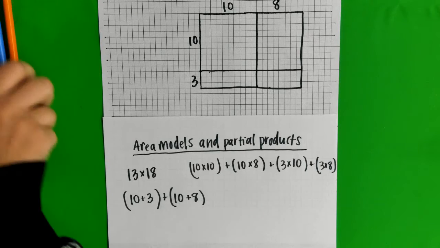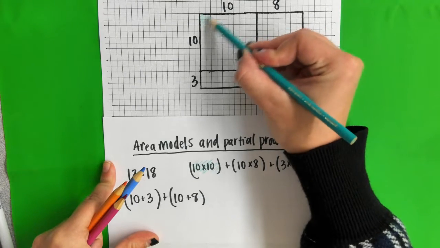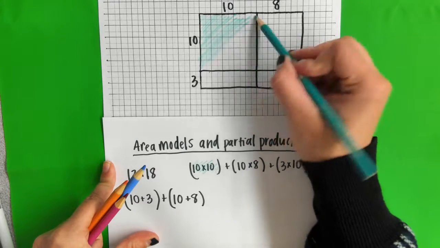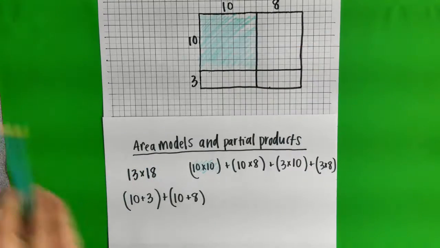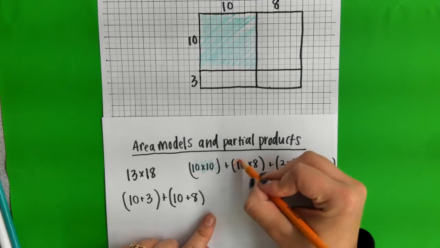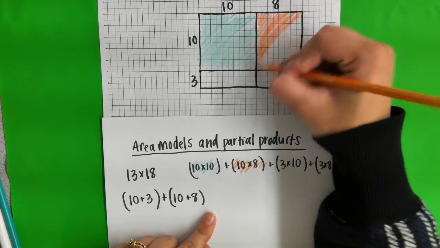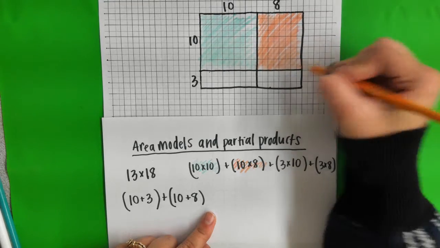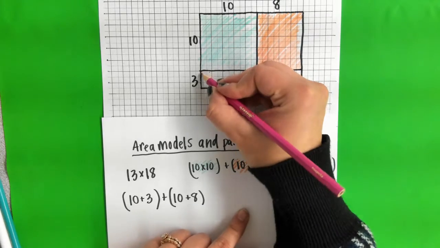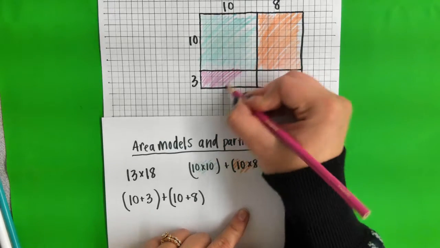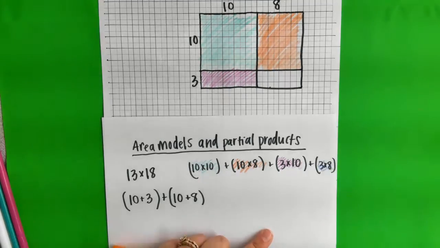So I'm going to color code this so we can see it a little bit better. Our 10 times 10, 10 times 8, 3 times 10, and 3 times 8.